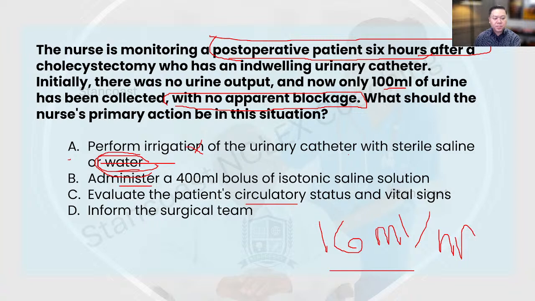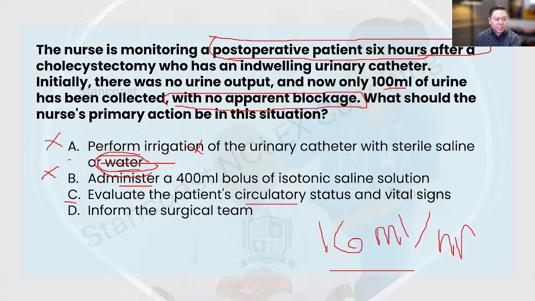Letter B, administer a 400 ml bolus of isotonic solution. And again, when you are giving bolus IV fluid, this is dependent on the doctor's prescription. Just don't administer it without prescription. Okay? So in such a case, let's say that this has been ordered. When you are administering a bolus of normal saline, it is not really appropriate without first evaluating the patient's circulatory status. So this is like jumping the gun without assessing the patient first. So we're going to eliminate that.